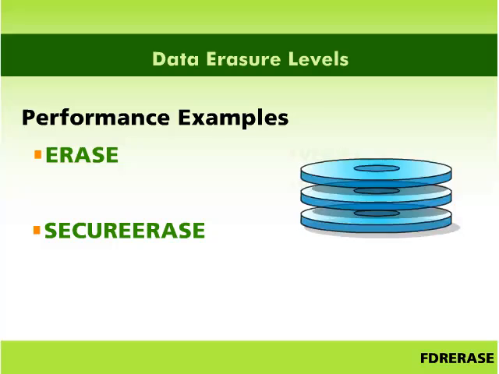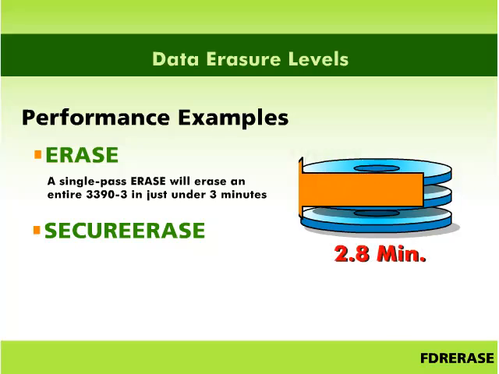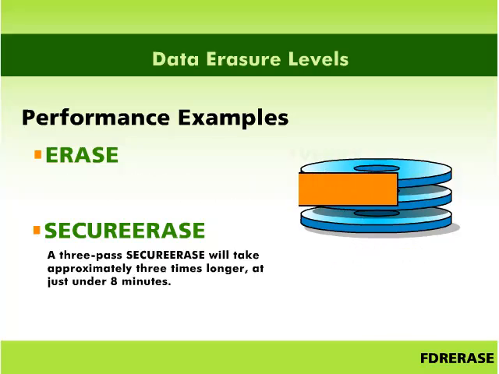The performance of Erase and Secure Erase depends on the number of overwriting passes that they execute. A single-pass erase will erase an entire 3390-3 in just under 3 minutes. A 3-pass Secure Erase will take approximately 3 times longer, at just under 8 minutes.